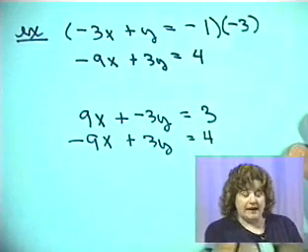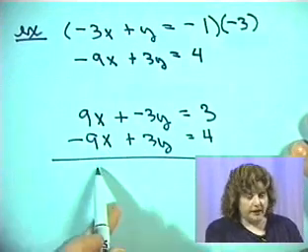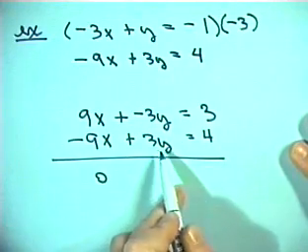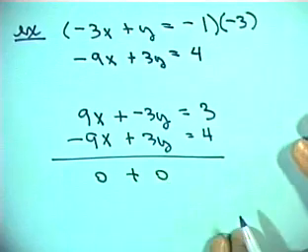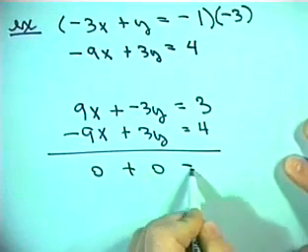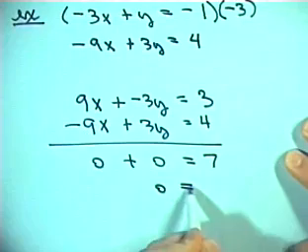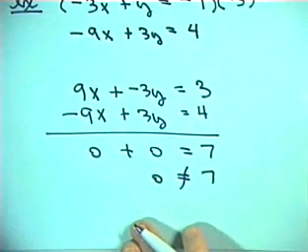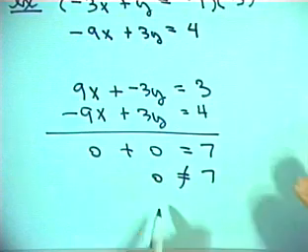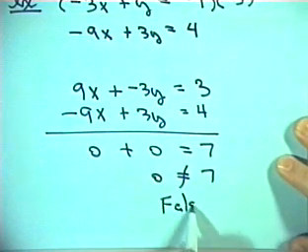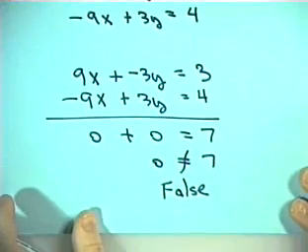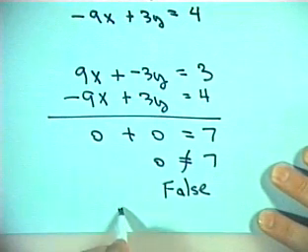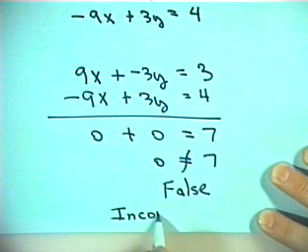And now we're set to add. Well, the x's go away, so I have 0. Negative 3y plus 3y is also going to go away, so I have another 0. And 3 plus 4 is 7. The last time I checked, 0 did not equal 7. This is a false numerical statement. Whenever you get a false numerical statement, you have an inconsistent system. And so you can say that there is no solution.